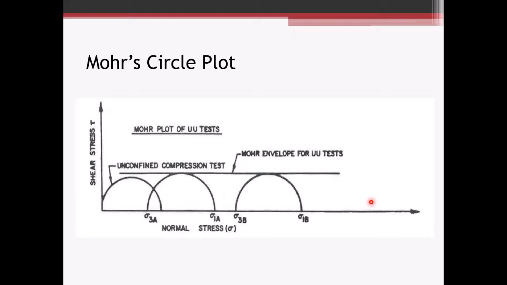And here's a typical plot, the Mohr circle plots. This is out of the Geotechnical Design Manual. And from the Mohr circle plot, the undrained shear strength of the material can be determined.